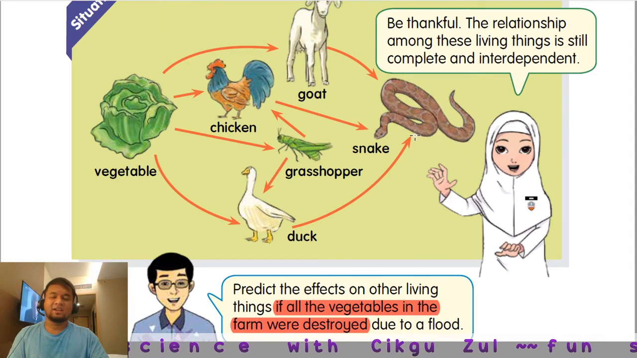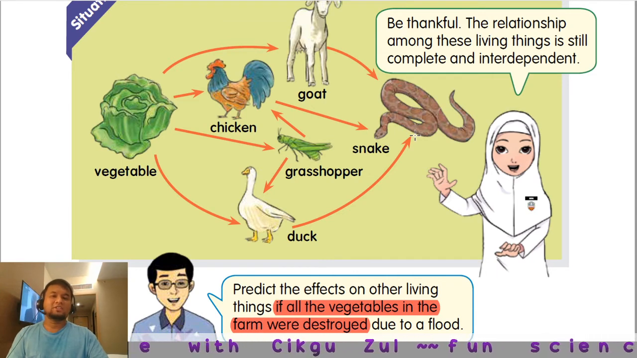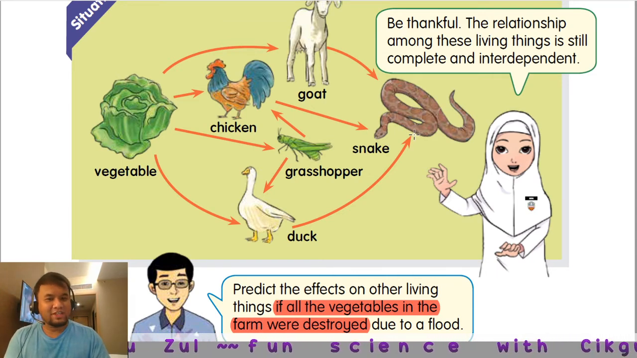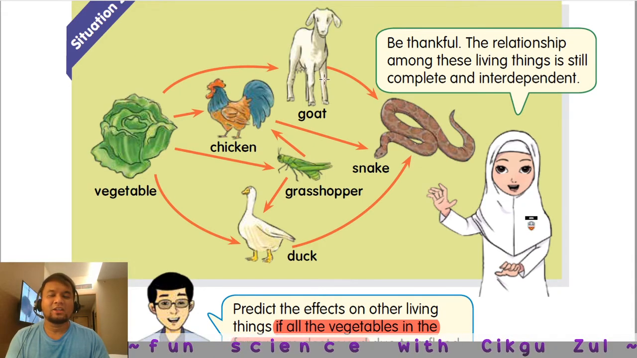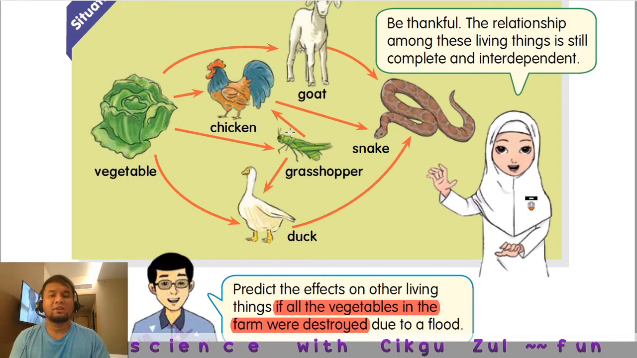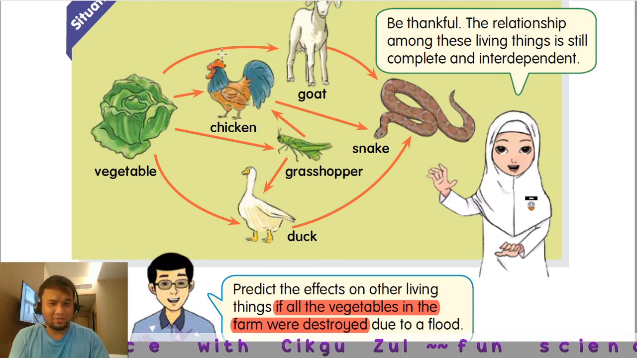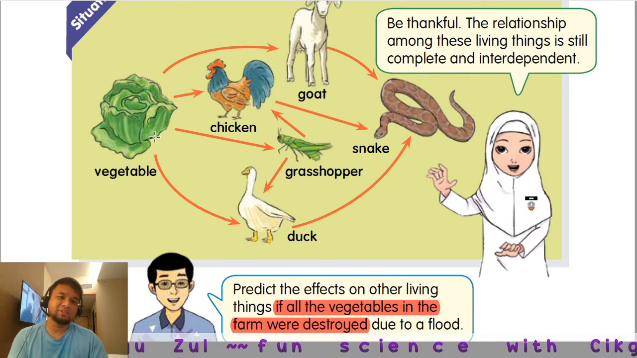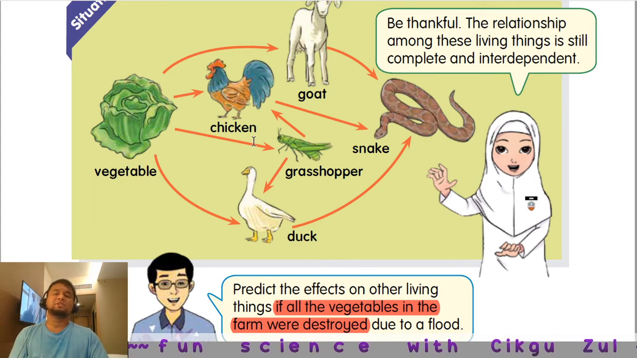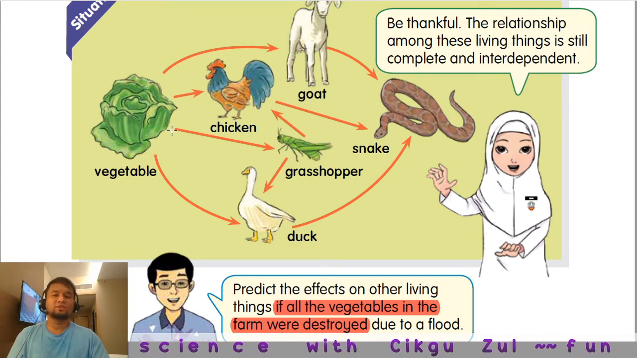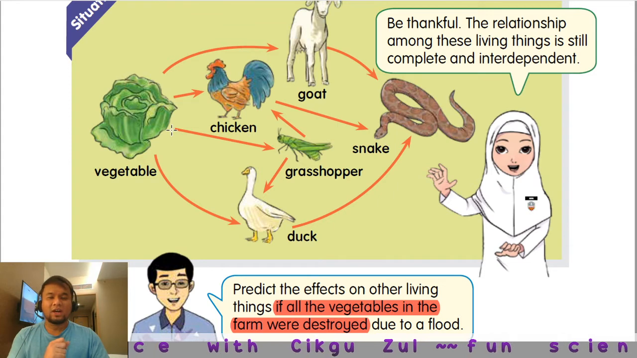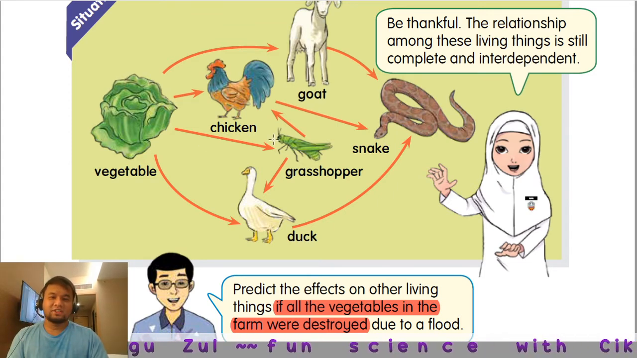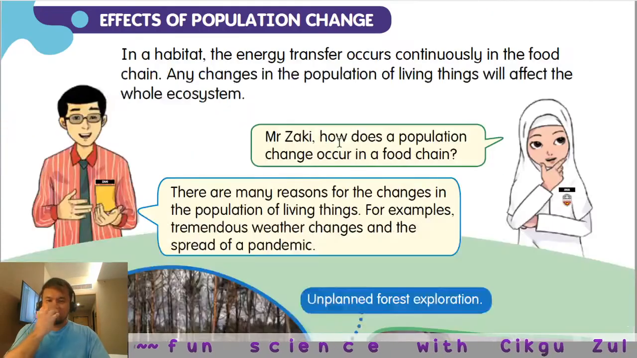So the snake does not have change or no change in their population. Sebab dalam diagram ini, di dalam food web ini, the snake does not consume the vegetable. Kita tak boleh jawab macam logik tak logik saja. We have to analyze our answer based on the given situation. Understand? Okay, let's go on.